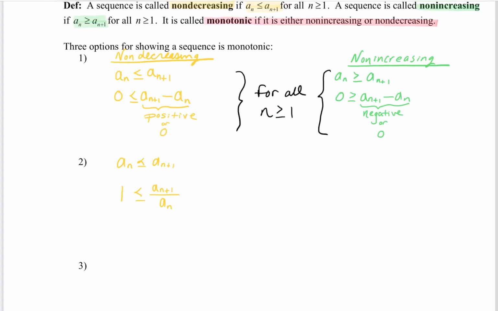So if that ratio is greater than or equal to 1, that would be another way to show that you are non-decreasing, or basically increasing. Okay, over here on the right, again, let's think about if you start with the original definition and you divide it by a sub n. So if you take the subsequent term divided by the previous term and you get something less than or equal to 1, then that would also show that you are non-increasing. So again, if you can show that to be true for all n greater than or equal to 1, you're in business.